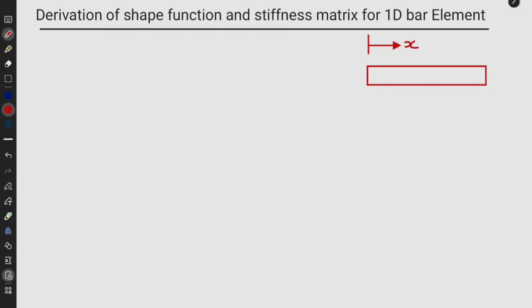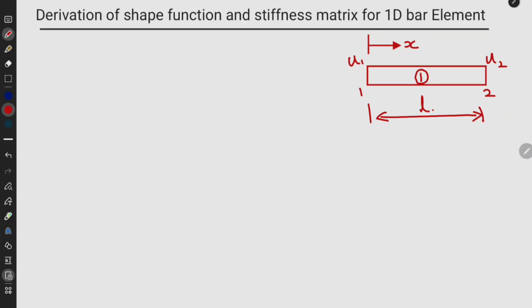In this video, we are going to derive the shape function and stiffness matrix for 1D bar element. So this is a 1D bar element. I have considered this as element 1. It has two nodes. It's a two-noded bar element. This is node number 1 and this is node number 2. The displacement at node 1 is U1 and the displacement at node 2 is considered as U2. For derivation, I have considered the length of the element as L.